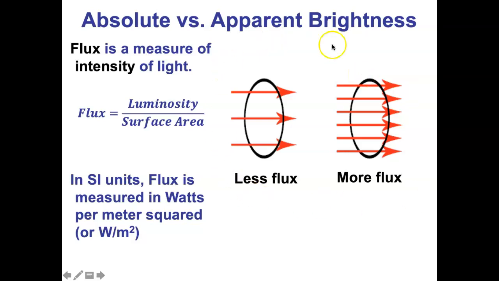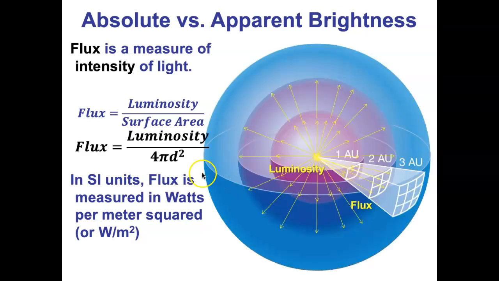The flux doesn't tell us anything about the luminosity. The flux just tells us how much light I am getting from the star in my eye or on my telescope in a second, right? So flux is a measure of apparent brightness, but the flux that we get from a star depends on luminosity and distance, right?